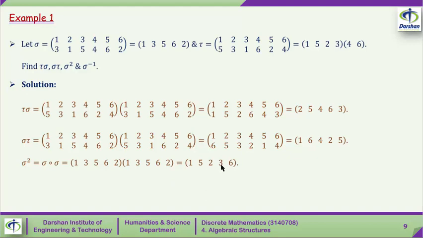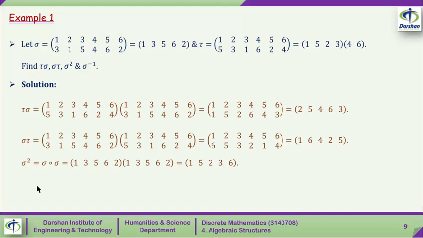Now we find the element after 3. Here 3 goes to 5 and 5 goes to 6, so 3 goes to 6. Now we find the element after 6. Here 6 goes to 2 and then 2 goes to 1, so 6 goes to 1. So this cycle is over. Now the remaining element is 4. So here 4 goes to 4 by default. Here also 4 goes to 4. So 4 goes to 4, so no need to write 4.